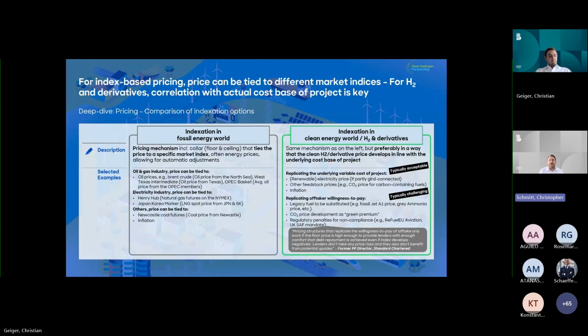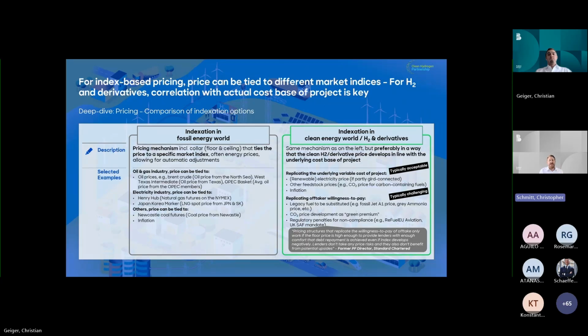The same holds for other feedstock prices such as CO2, in case you produce a carbon-containing derivative such as e-methanol or e-SAF. So this is typically also acceptable from a bank standpoint, because you basically take the variable pieces of your cost structure and pass that risk through to the off-taker.